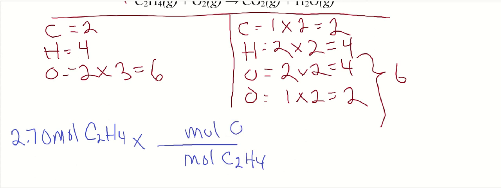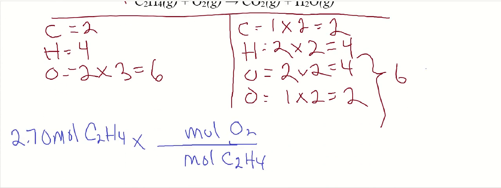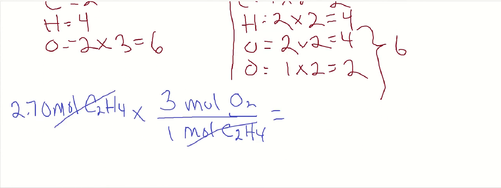You could do this the other way. That might have been faster actually, but I'm going to keep going here. What's the mole ratio? It's a 3-to-1 ratio or a 1-to-3 ratio, depending on how you're looking at it. So 3-to-1 ratio. Just check again. Yep. 3 times 7 is 21. Carry the 2. 3 times 2 is 6. So it's 8.10 moles of oxygen.